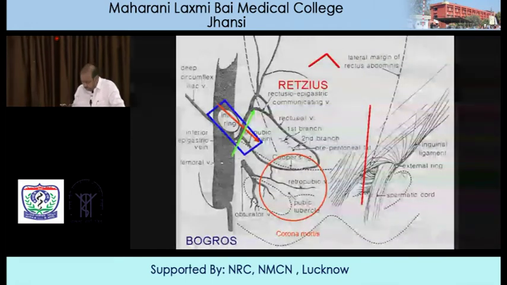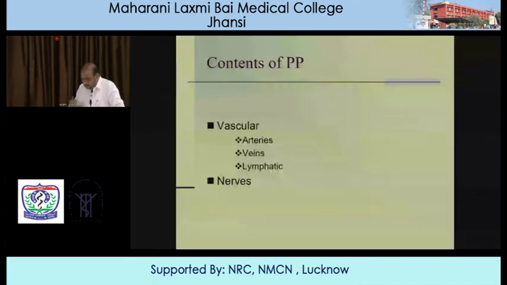Okay? Now, what are the contents of this particular area? We just now discussed the retropubic space because that's the most important that we have. But what about the other things which we see in this particular area? The arteries, the veins, the lymphatic ducts are important, and then of course the nerves, because these are the structures that you are liable to damage when you do a laparoscopic repair.